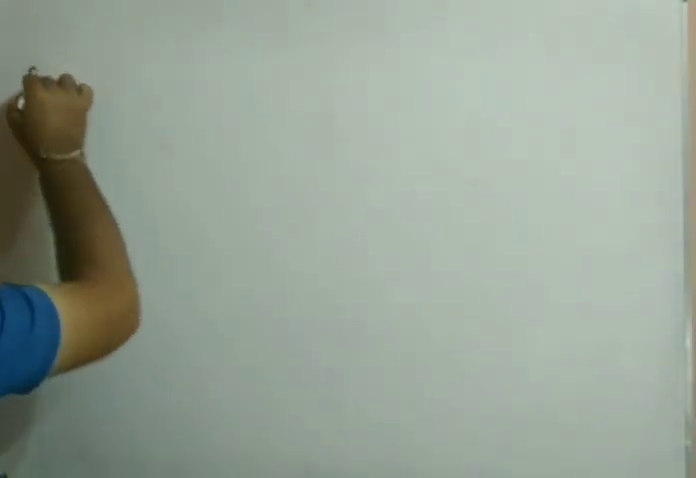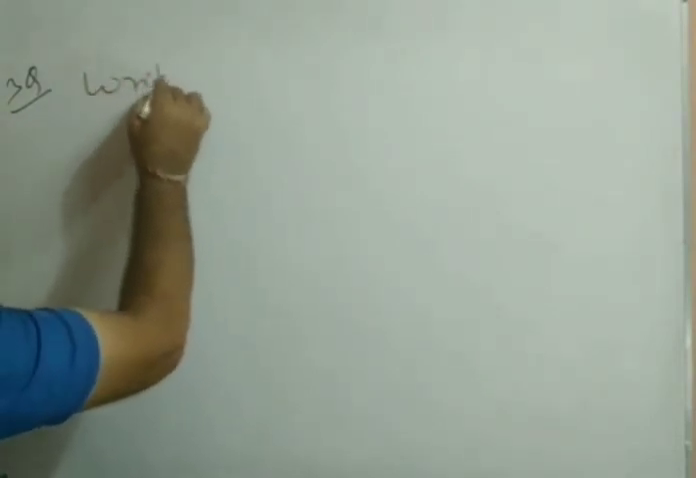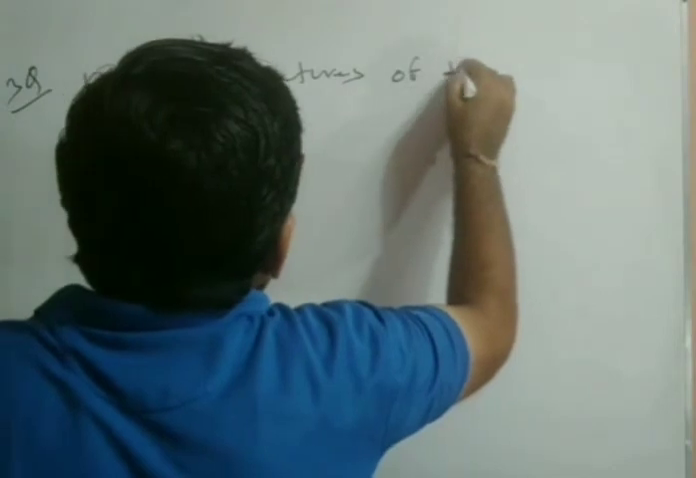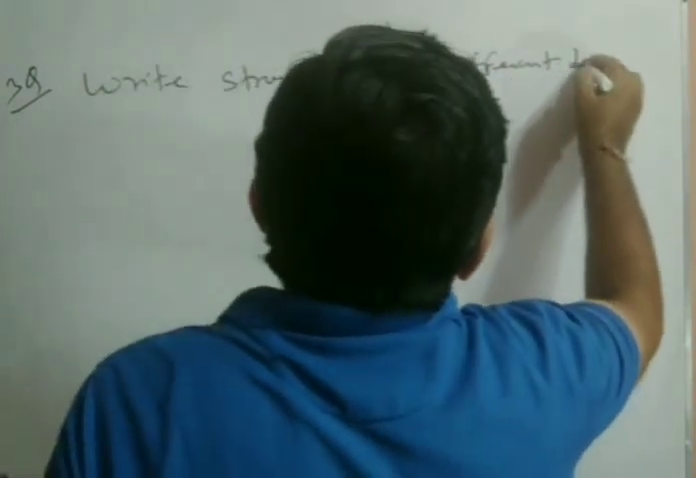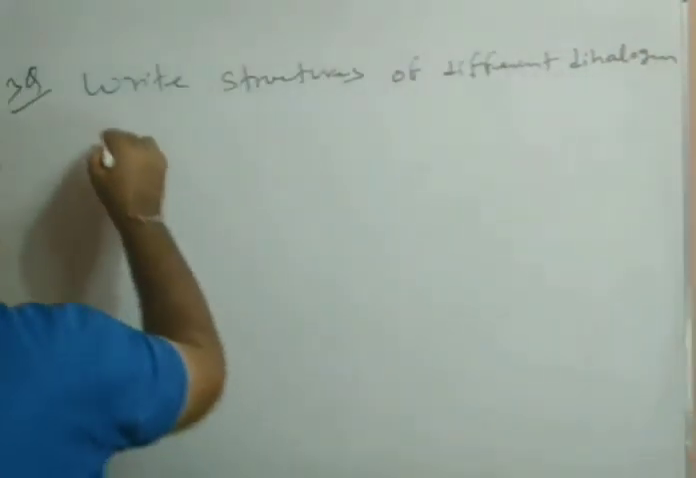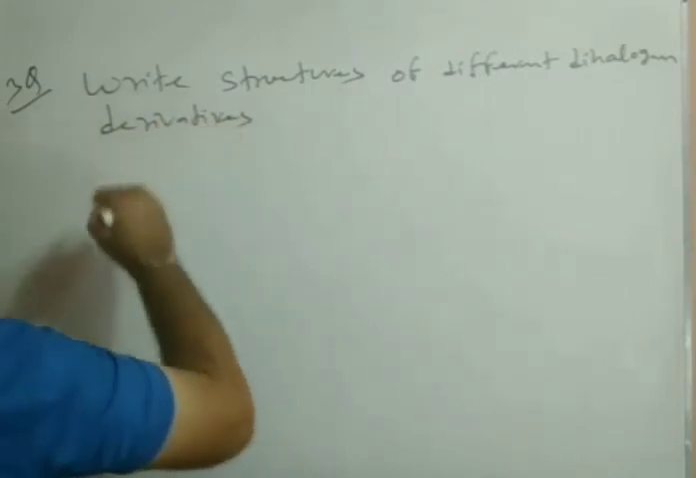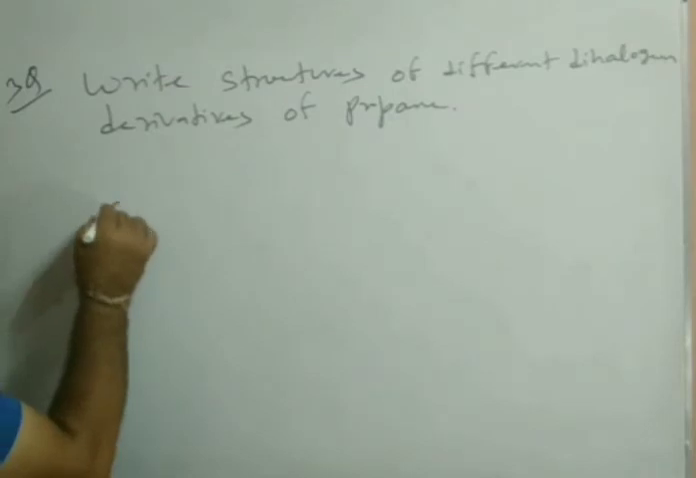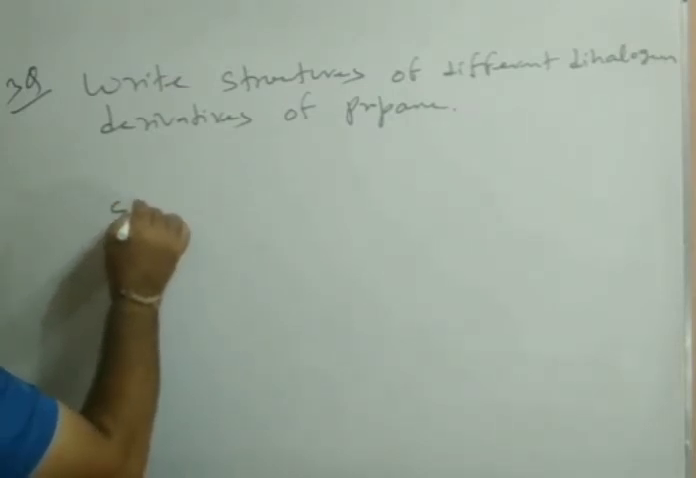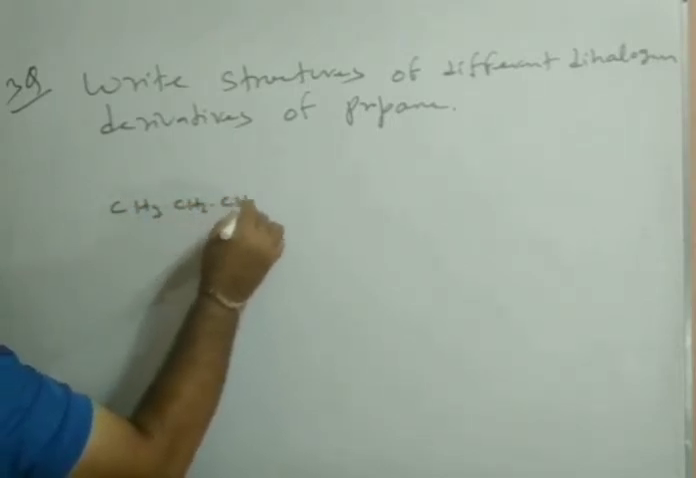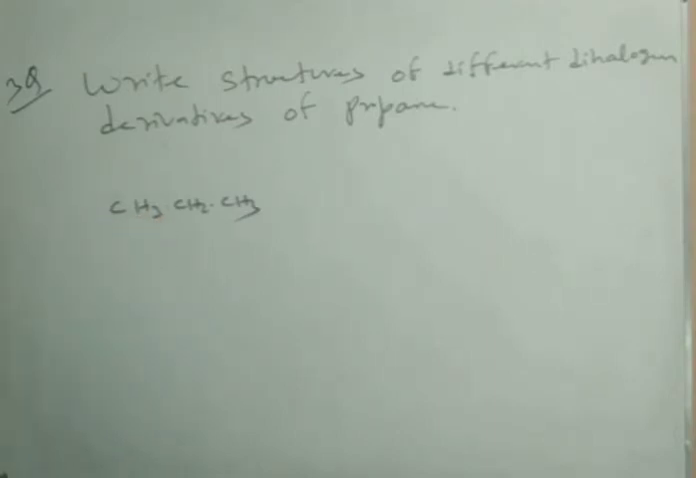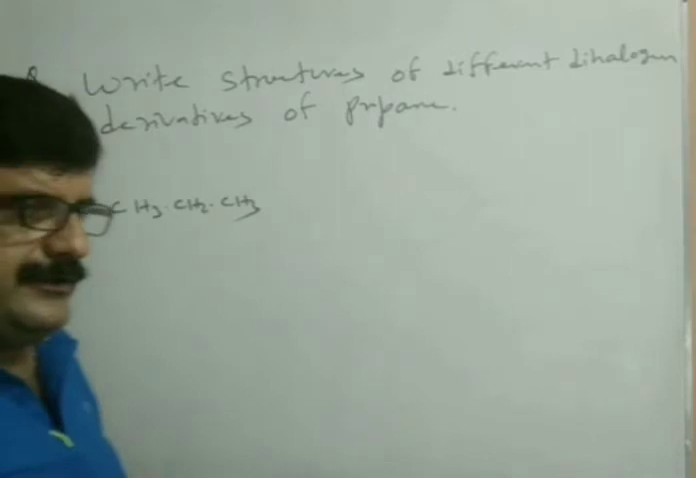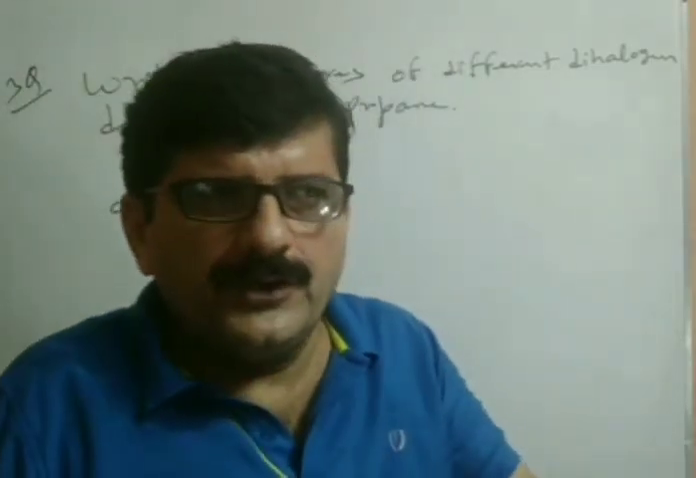Consider our next problem. Third, this is also an NCERT problem. Write structures of different dihalogen derivatives of propane. In this question, suppose this is the condensed formula of propane. When this alkane is treated with halogen 2 times, it means 2 hydrogen atoms are replaced by 2 halogen atoms. Then how many products can you obtain?